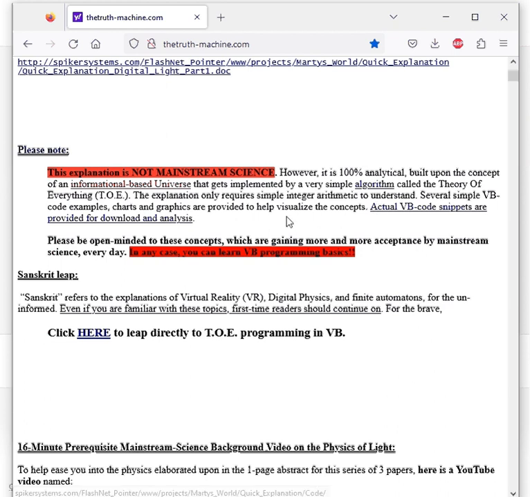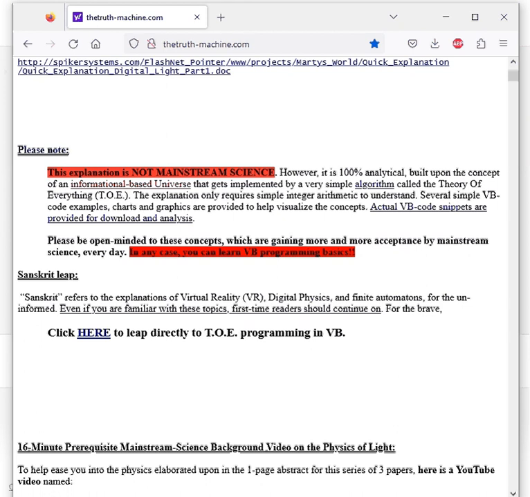Several simple VB6 code examples, charts, and graphics are provided to help visualize the concepts. Actual VB code snippets are provided for download and analysis. Please be open-minded to these concepts, which are gaining more and more acceptance by mainstream science every day. And in any case, you can learn VB programming basics here for free. Okay, that was the first book in the series, and I don't want to get too much off on a tangent, but it starts with the basic, most fundamental concept of digital physics.